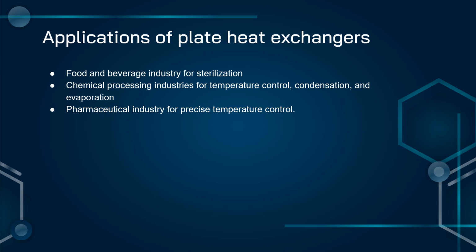Okay, so now the last thing we'll be talking about is the application of plate heat exchangers. Food and beverage industries use plate heat exchangers for sterilization. Also, chemical processing industries use plate heat exchangers for temperature control, condensation, and evaporation of various fluids or substances. Also, pharmaceutical industries use plate heat exchangers for precise temperature control.